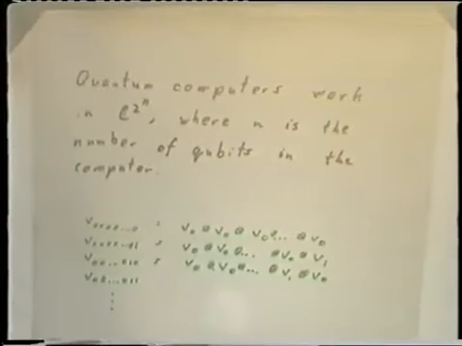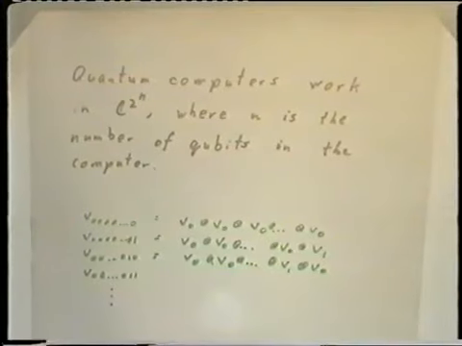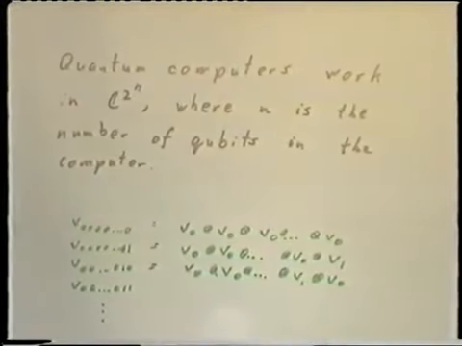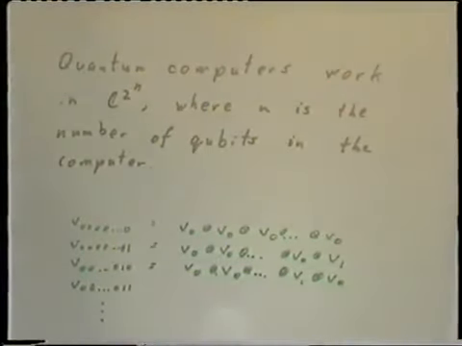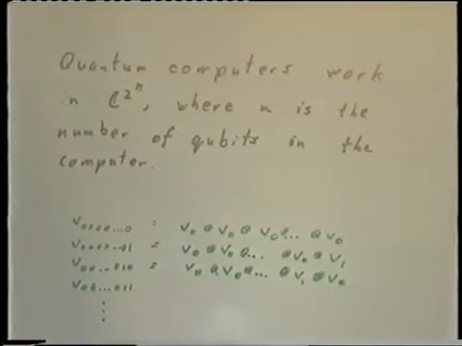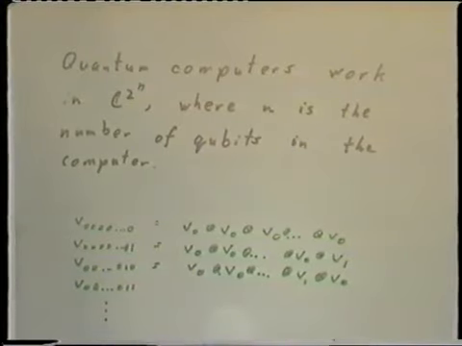So first, I'm going to say a few things about quantum computers, and then I'll switch back to quantum information theory. If you just have a two-dimensional Hilbert space and you're talking about quantum computing, we call it a qubit. And quantum computers work in the complex vector space of dimension 2 to the n, where n is the number of qubits in the computer.